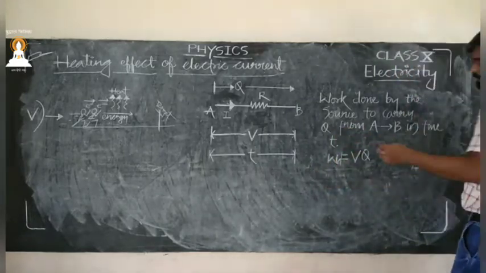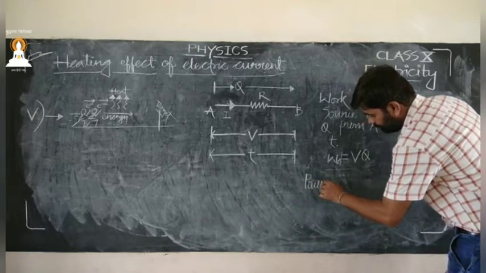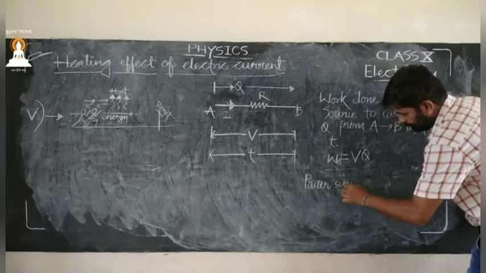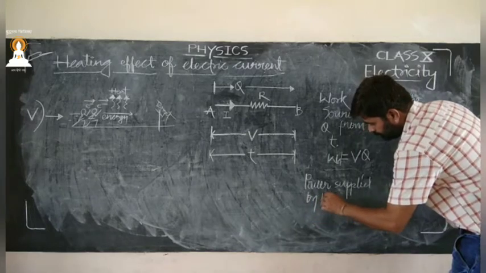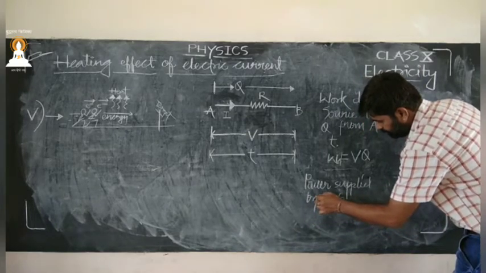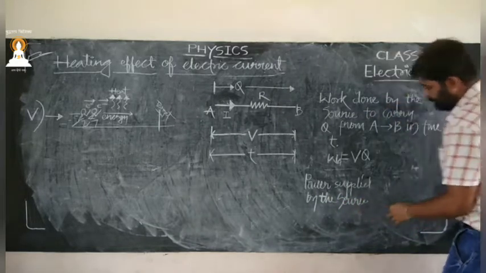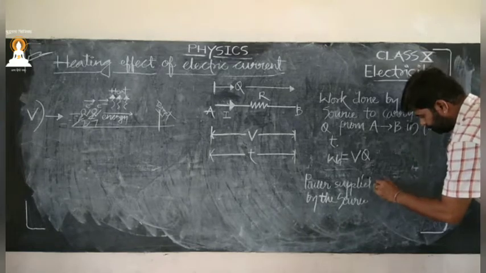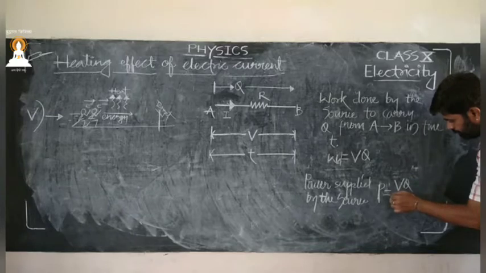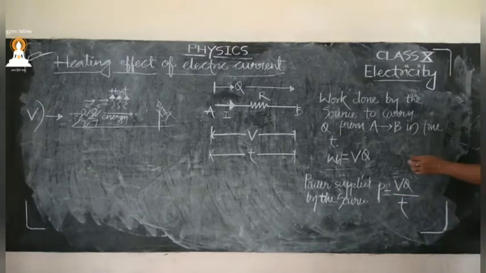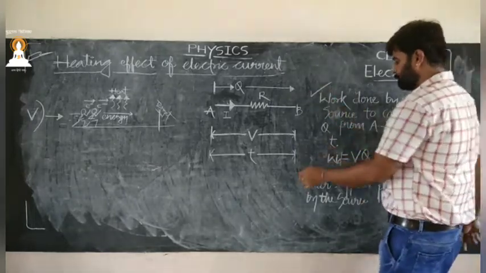Now, if work is done, then how much power is supplied by that source? The power supplied by the source in the circuit in time t, P is equal to what? V into Q, that is work done per unit time. Work done per unit time. Yes, so this was the work done, and now the power is nothing but what?